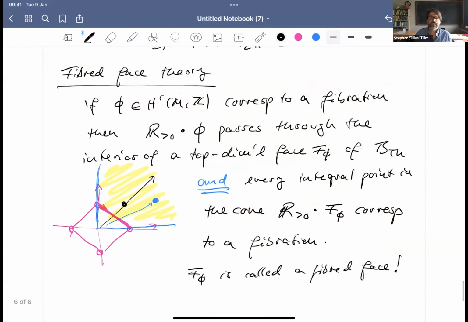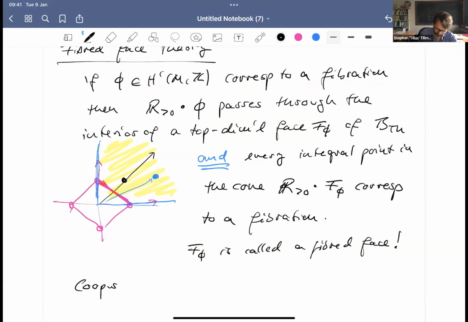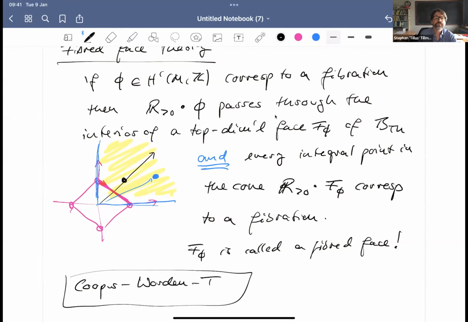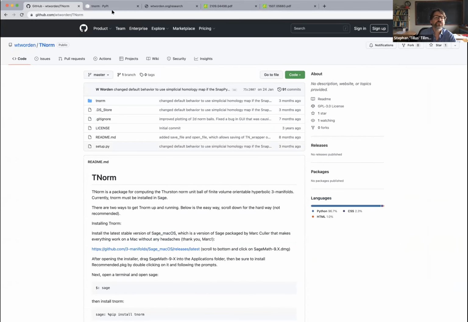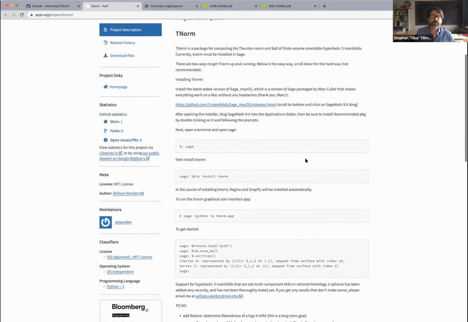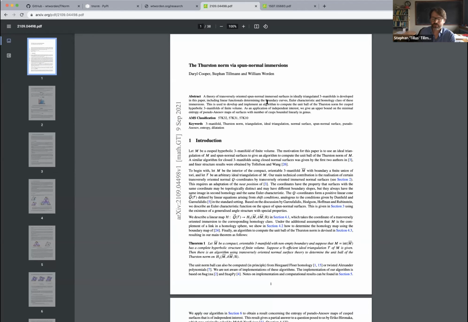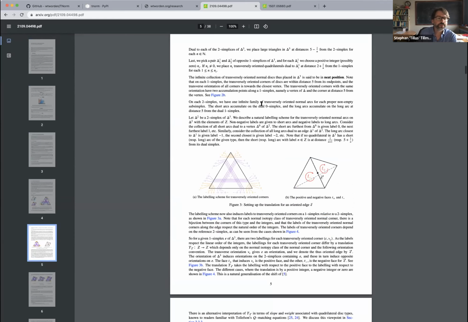Okay. And so maybe I just want to conclude by showing you that Daryl Cooper, Will Worden, and I have implemented a nice algorithm to actually compute the Thurston norm. So you can do really nice examples on the computer, and everyone can do it. If I share my screen here, you see Will Worden has a nice web page where you can download his program called T-norm from his Git project, and you can play around with it. There's also a description on how to install it. And with this, you get nice pictures like the one that we have in our paper.